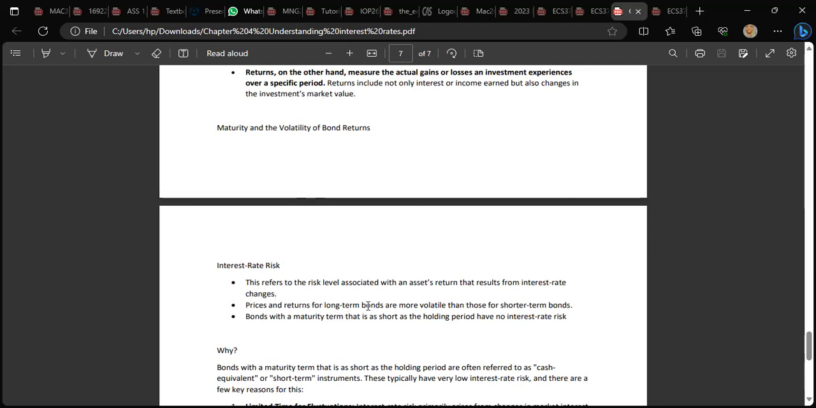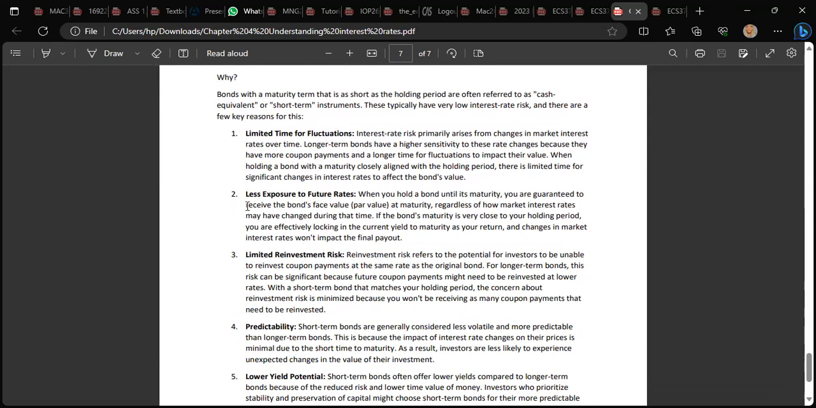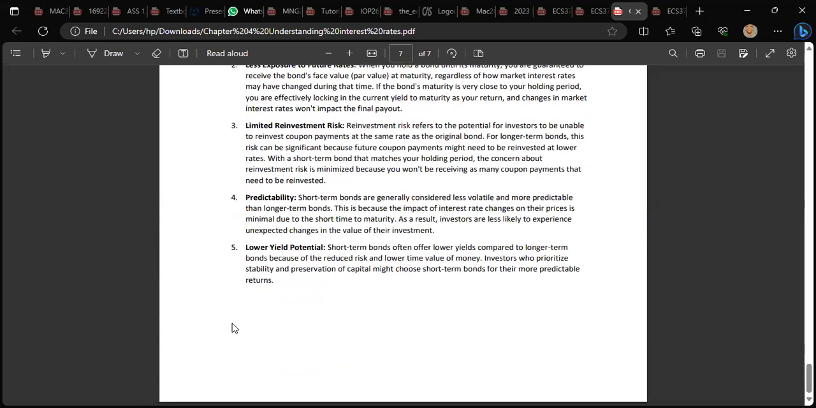So prices and returns for long-term bonds are more volatile than those for short-term bonds. Bonds with a maturity term that is as short as the holding period have no interest rate risk. Right? Why is that the case? There is limited time for fluctuations, less exposure to future rates. When we talk of fluctuations, we are looking at interest rate fluctuations, right? So the longer you hold on to it, there's a likelihood that interest rates are going to change. So again, lesser exposure to future rates, limited reinvestment risk, predictability. If it's short, it's more predictable, and then a lower yield potential. Obviously, it's going to give that there.